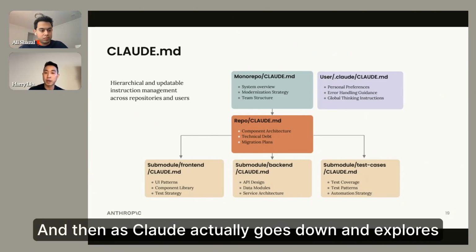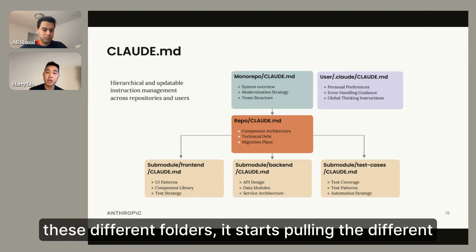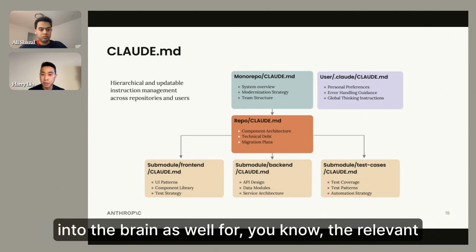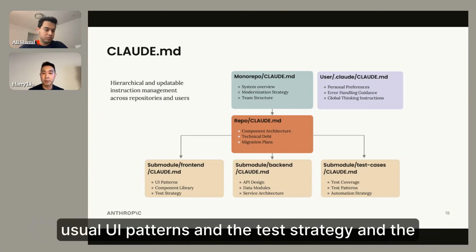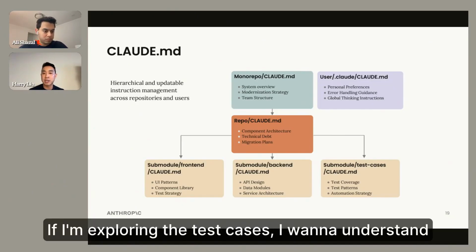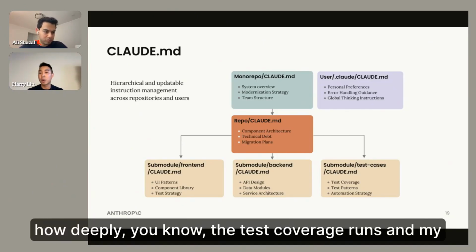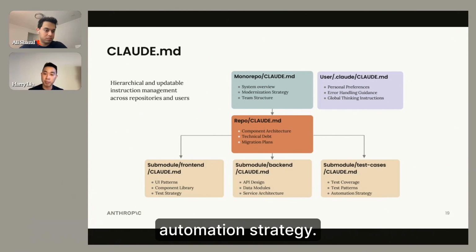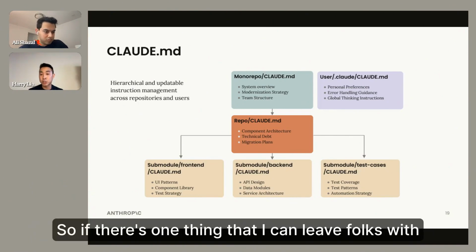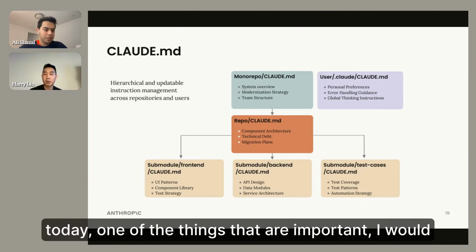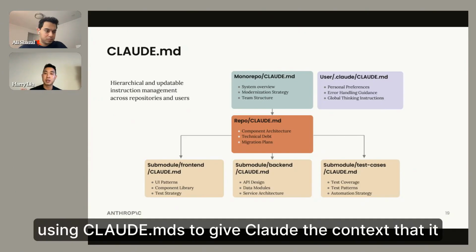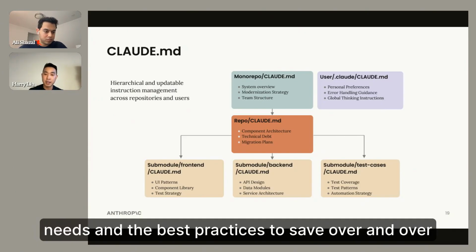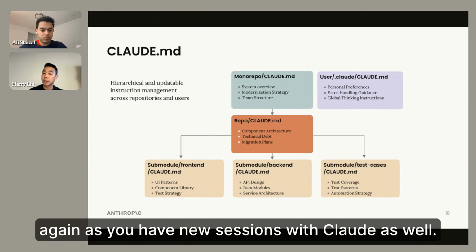And then as Claude actually goes down and explores these different folders, it starts pulling the different CLAUDE.mds into the brain as well, for the relevant context. If I'm exploring the front end folder, I want to pull in the usual UI patterns and the test strategy and the components. If I'm exploring the test cases, I want to understand how deeply the test coverage runs and my automation strategy. So if there's one thing that I can leave folks with today, one of the things that are important, I would say maintain your context, aka the brain, and then using CLAUDE.mds to give Claude the context that it needs and the best practices to save over and over again as you have new sessions with Claude as well.